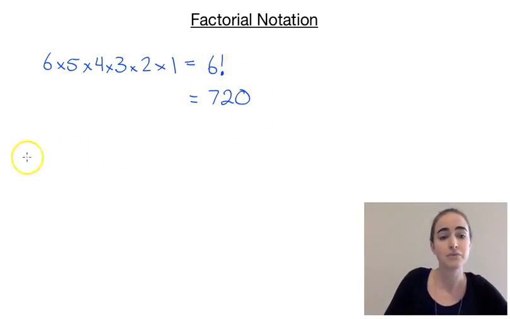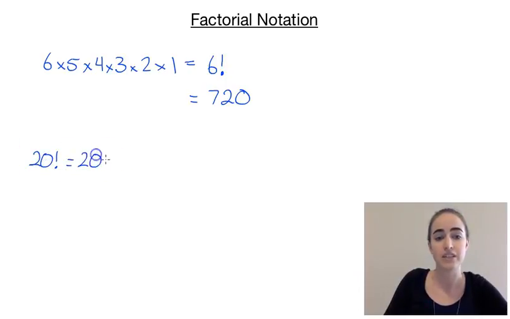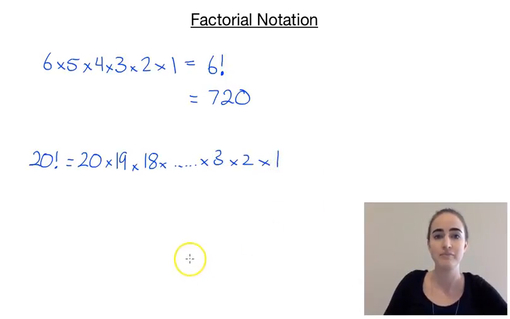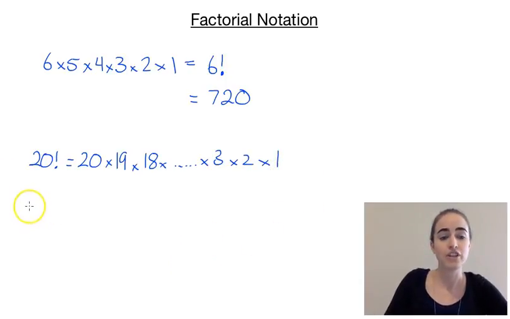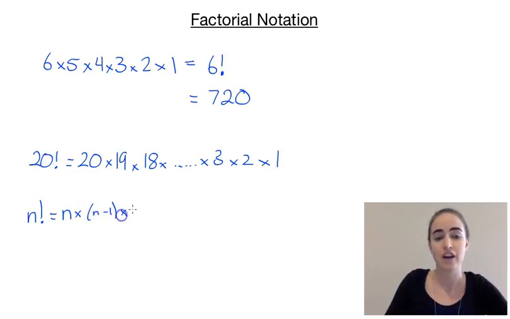So for example, if we had, say, 20 factorial, that's going to give us 20 times 19 times 18, all the way down to times 3 times 2 times 1. So the formal definition then is if we have n factorial, that's going to be n times n minus 1 times n minus 2, times all the way down to times 2 times 1.